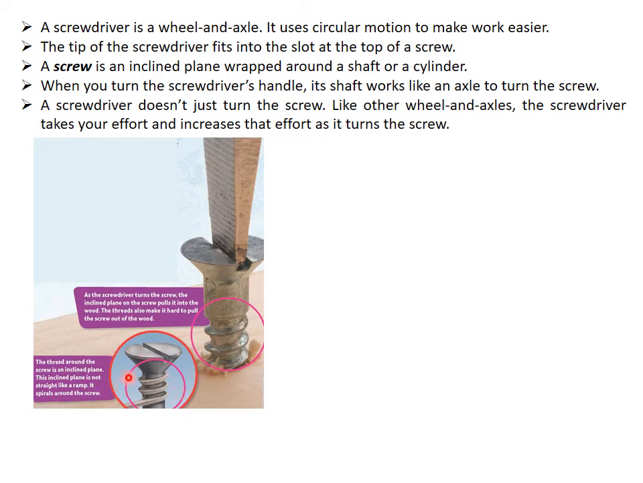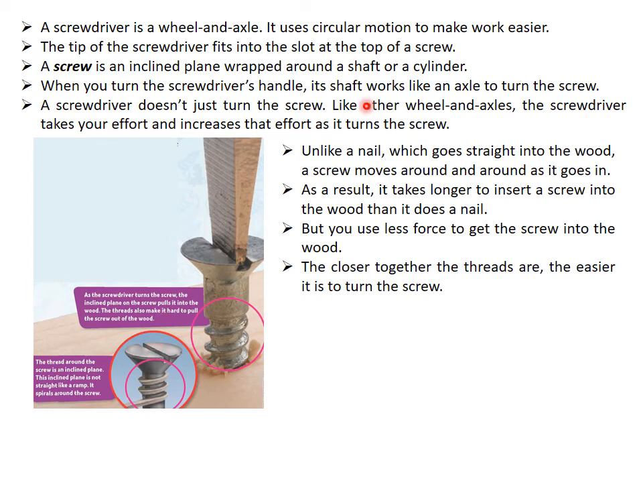The thread around the screw is an inclined plane. This inclined plane is not straight like a ramp. It spirals around the screw. So, unlike a nail, which goes straight into the wood, a screw moves around and around as it goes in. As a result, it takes longer to insert a screw into the wood than it does a nail. But you use less force to get the screw into the wood. The closer together the threads are, the easier it is to turn the screw.